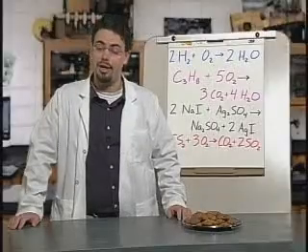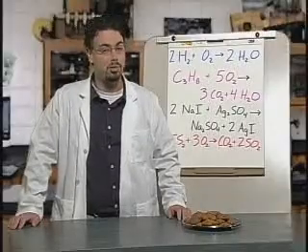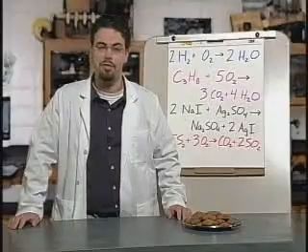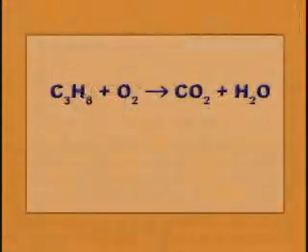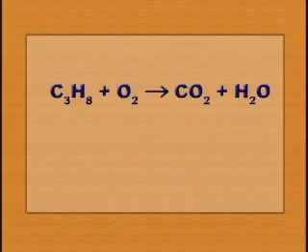However, some students find it helpful to write in the 1 as they work the problem, and then erase it when they are finished. Look at the equation representing the burning of propane. C3H8 plus O2 yields CO2 plus H2O. A quick check on the numbers of atoms of carbon, hydrogen, and oxygen on both sides of the equation shows that the law of conservation of mass hasn't been followed.